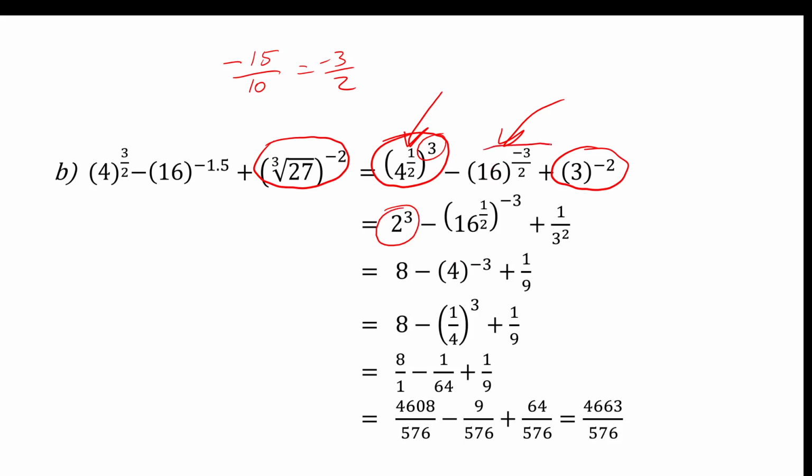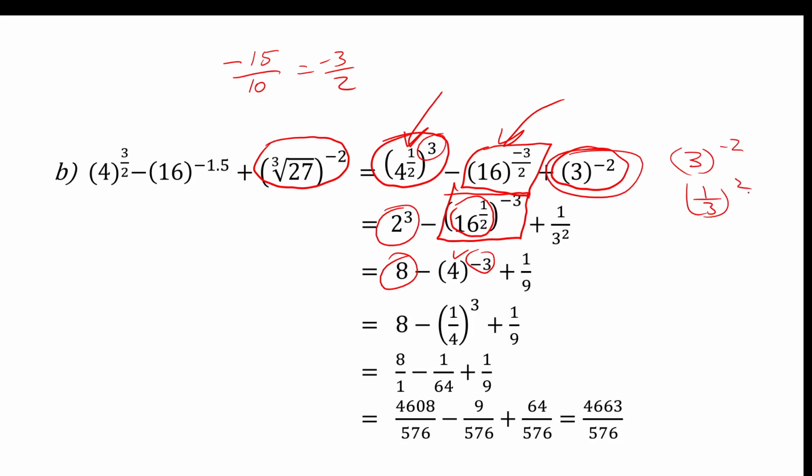If we have 16 raised to the exponent negative 3 over 2, that's like 16 to the 1 over 2, and then that quantity raised to the exponent negative 3. Well, we'll deal with these two first. 2 to the 3 is 8, and 16 to the 1 over 2 is 4, so we've got 4 to the exponent negative 3. And then this 3 to the exponent negative 2 is the same as 1 over 3 to the exponent 2, which is the same as 1 over 3 times 1 over 3, which ultimately equals 1 over 9. So we have this expression now, 8 minus 4 to the exponent negative 3 plus 1 over 9.